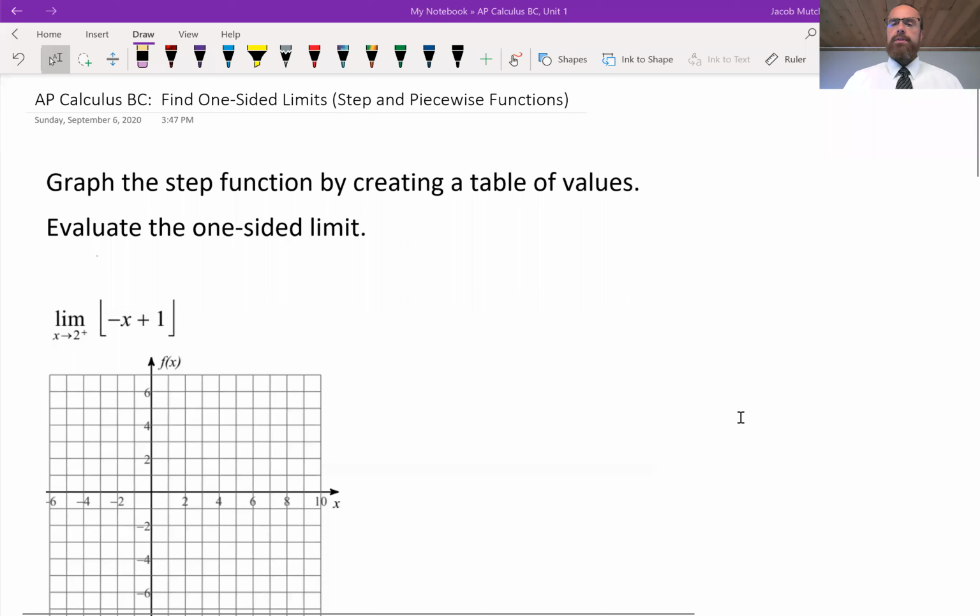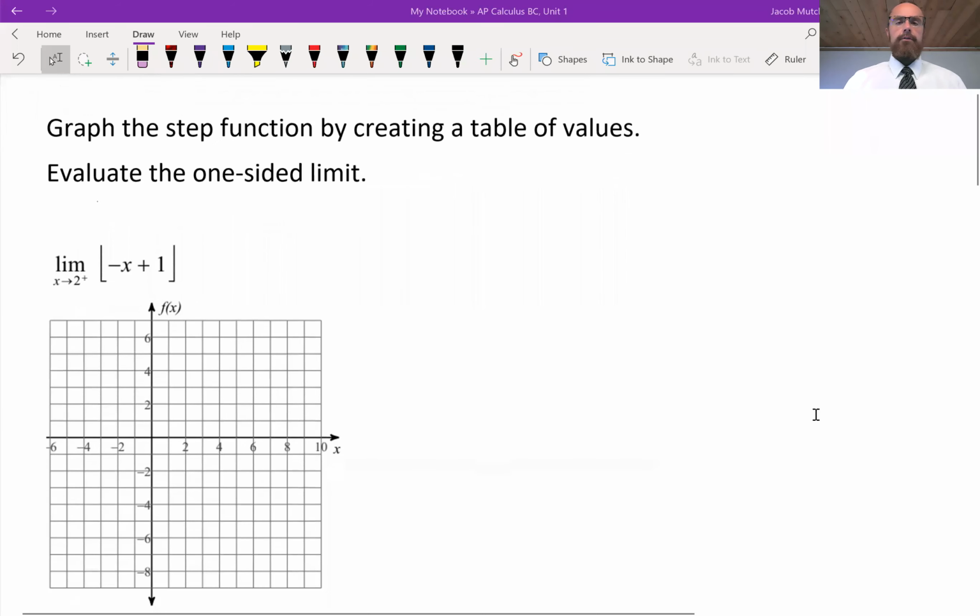Welcome to Calculus. Today we will investigate finding one-sided limits, focusing on right-hand and left-hand limits of step and piecewise functions. Let's take a look at 3 examples. We'll head over to our notes screen. So our first example is a step function, and we've got 2 tasks.